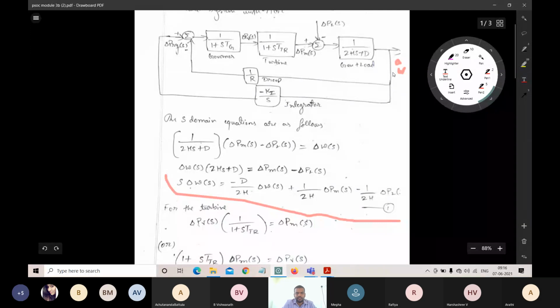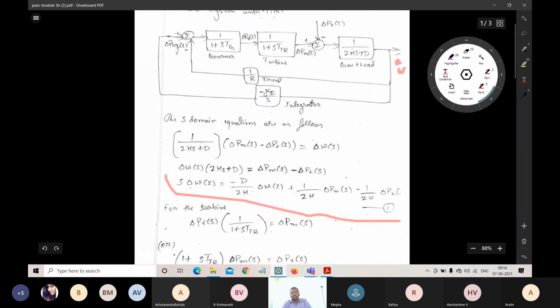So look at here. So this is the input, and this is the output. The input comes from two sides: one is the reference, from the integrator, and another is from the droop. So from the droop is nothing but delta omega S. This is the input to the governor. So what does the transfer function become here? Output by input: delta PV of S divided by delta P reference of S minus delta omega of S.